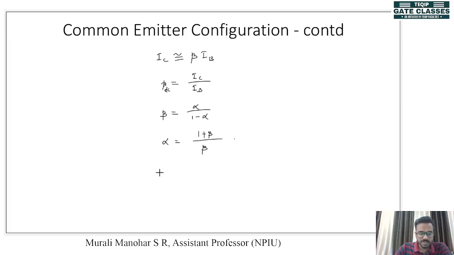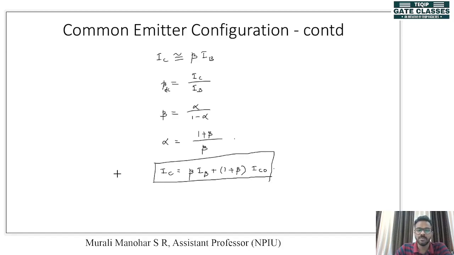Using these relationships, we can write IC as beta IB plus 1 plus beta into ICO as well. ICO is the leakage current. So IC can also be written as beta IB plus 1 plus beta into ICO. Okay, and this beta is in case of DC, which is IC by IB. For AC analysis, beta AC will be equal to delta IC divided by delta IB.